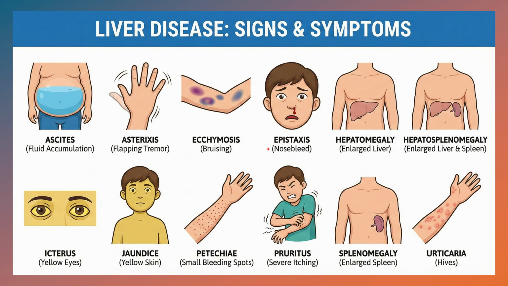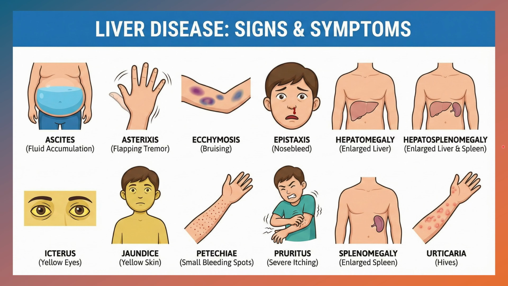So the next one, epistaxis, the nosebleed, is very common to know, especially in pediatrics. Nosebleed as a sign of coagulation, clotting problems. Nosebleed is possible in liver disease from coagulation defects. So the next one is hepatomegaly. Hepato is liver, megaly is large, and it means enlarged liver.